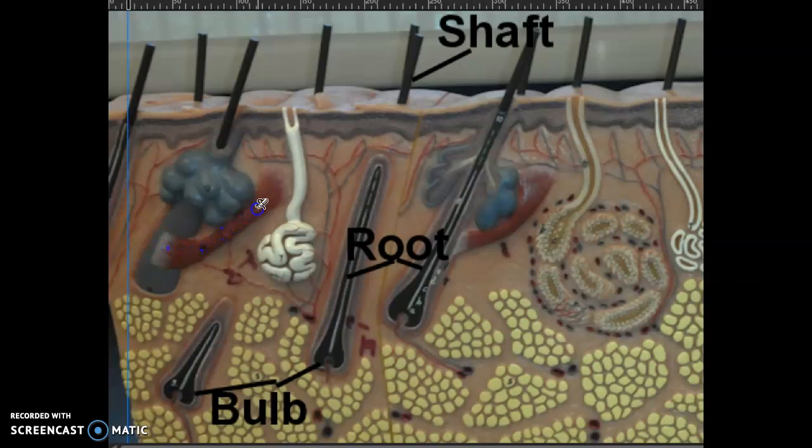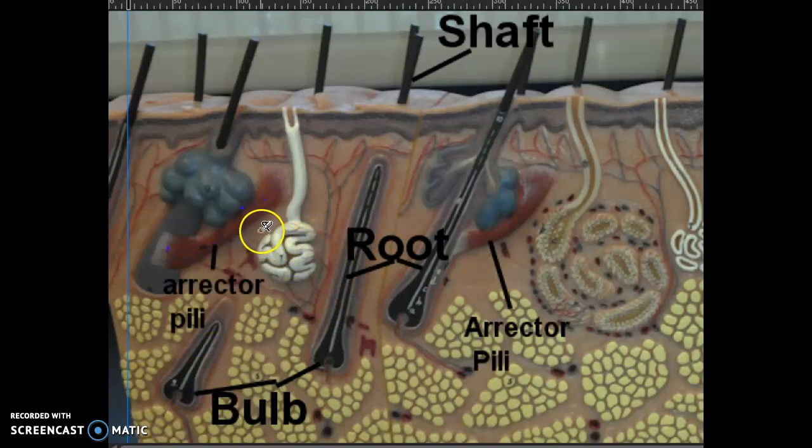Now, right here is an erector pili muscle. So that muscle right there is an erector pili. The job of the erector pili is it contracts, and it makes the hair follicle stand up on end, and it gives us goosebumps over most of our body, or it can make your hair stand on end when you're scared. So, that is the erector pili muscle. Now, it is spelled with an A, not an E.